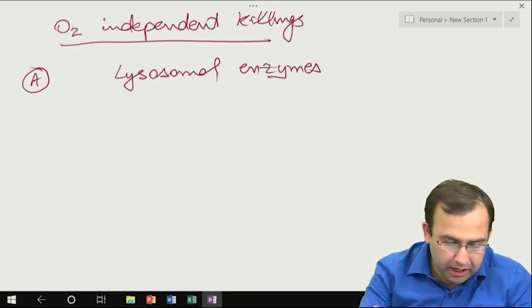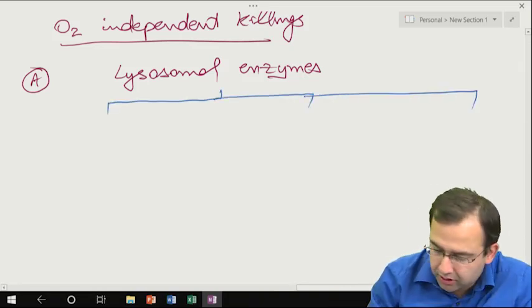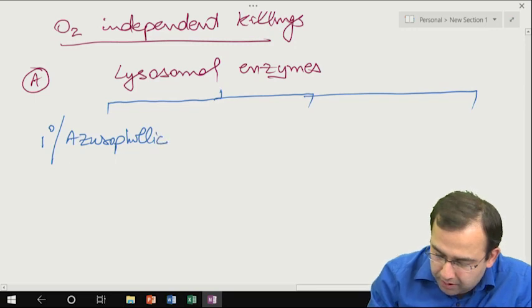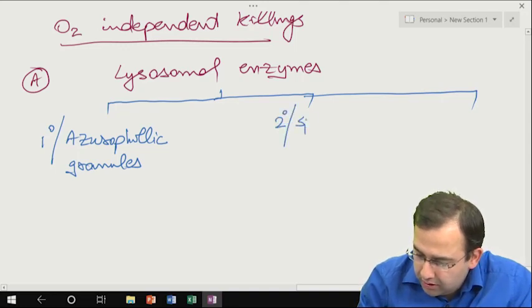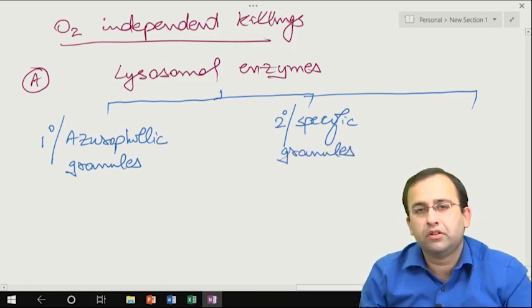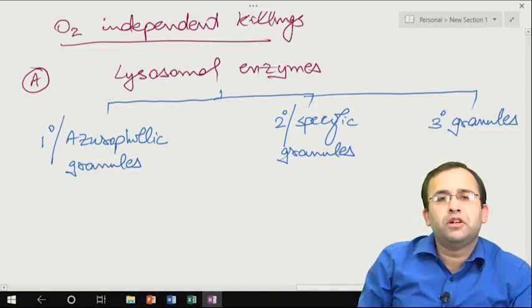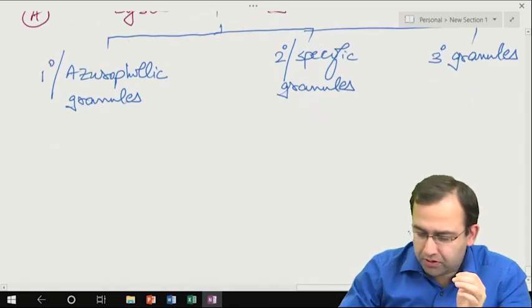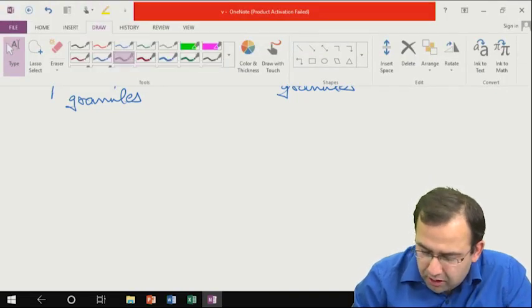Now, the point to be noted here is I can divide the lysosomal enzymes, or the granules, into three types: primary or eosinophilic granules, secondary or specific granules, and tertiary granules. Remembering this is important, it has been asked. We'll see 2-3 examples with each, nothing major.